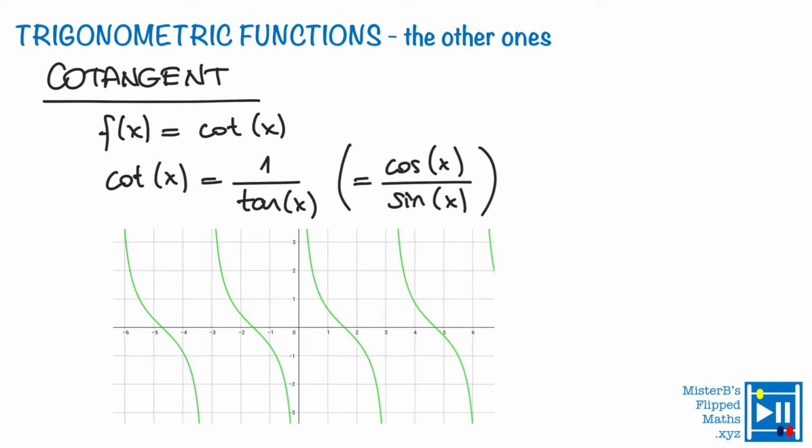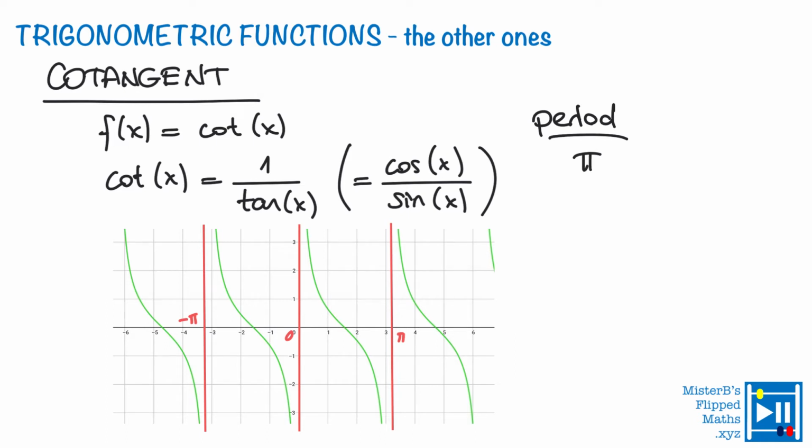Graph: an exact replica of the tangent function in the mirror. You can sense the vertical asymptotes at minus pi, 0, pi, so the period of the cotangent function is the same as the tangent function, which is pi or 180 degrees.